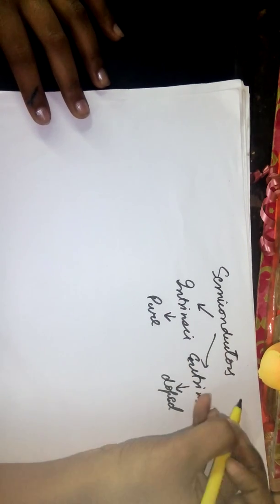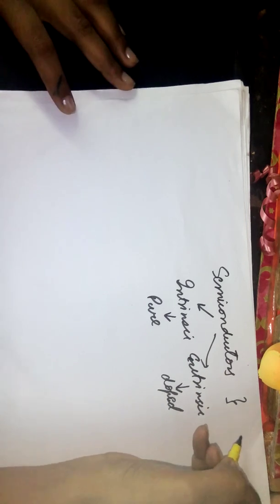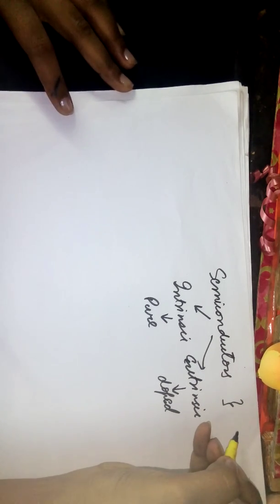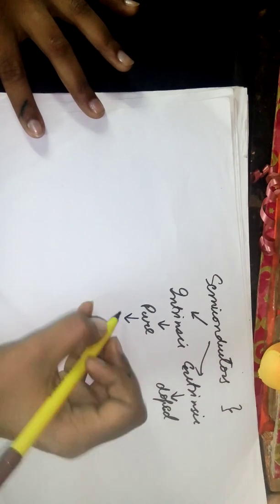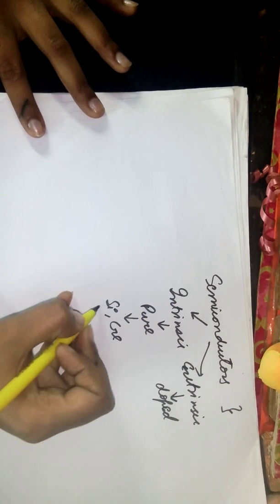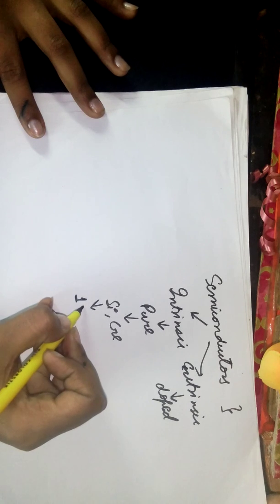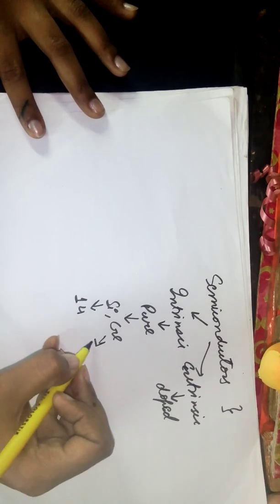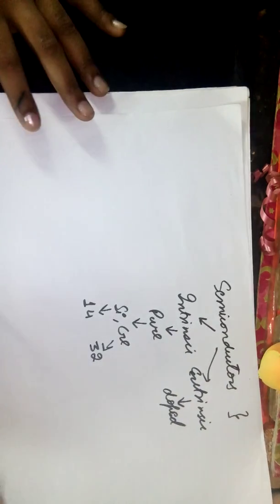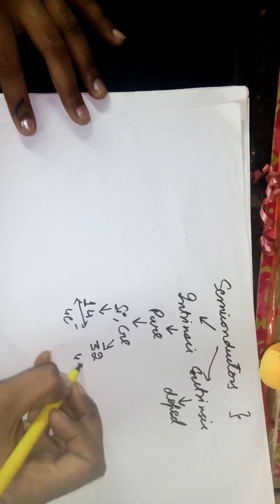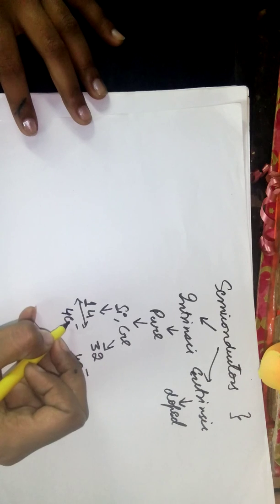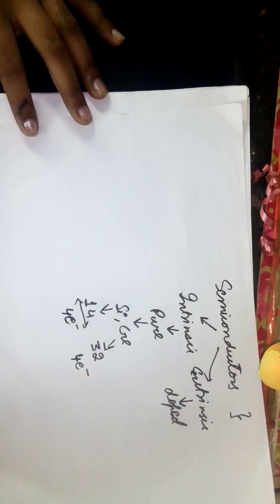Okay, so first of all, I think you know what semiconductors are. Semiconductors are those materials which have conductivity in between those of insulators and conductors. There are various kinds of semiconductors, like silicon and germanium. Silicon has the atomic number 14 and germanium has the atomic number 32. You can see that the outermost shell of each contains 4 electrons. Therefore these two are known as semiconductors.